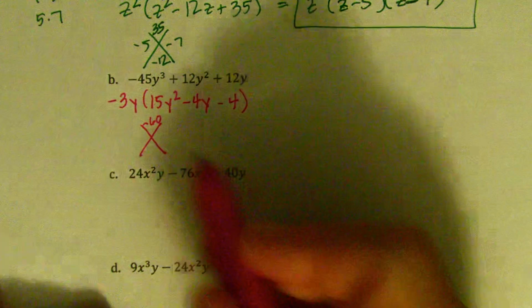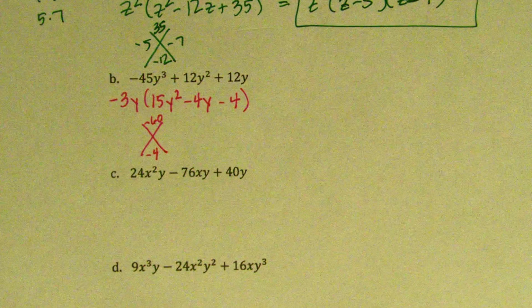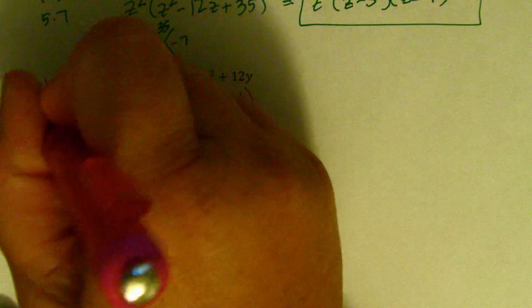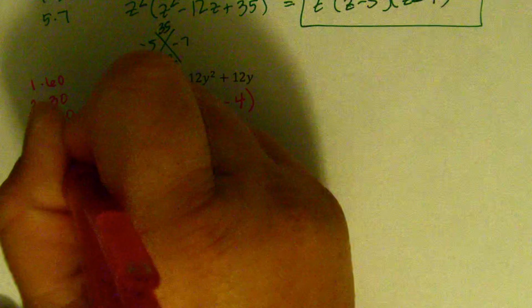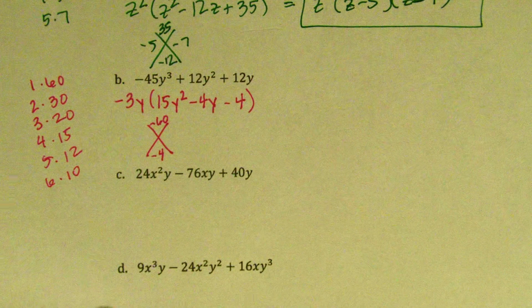And then -4 is my b value. Now 60 has a lot of numbers that multiply to it, so I'm just going to go down the list. 1 times 60, 2 times 30, 3 times 20, 4 times 15, 5 times 12, and 6 times 10. All of those multiply to 60.